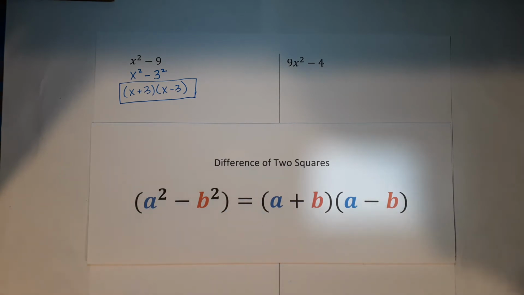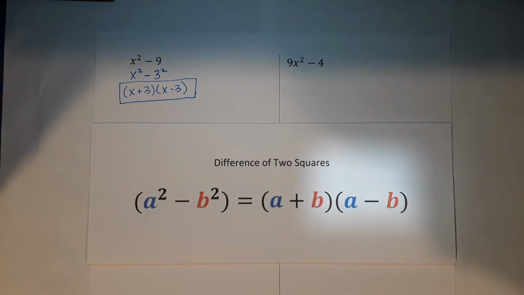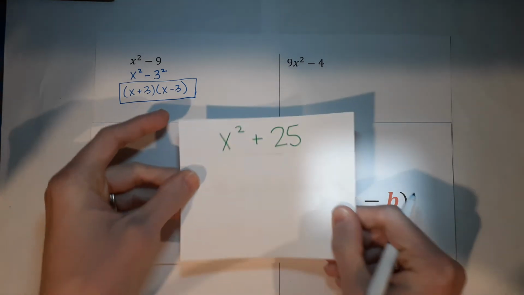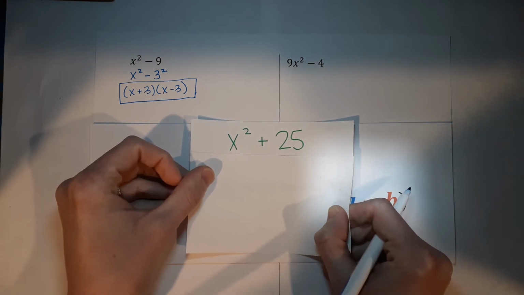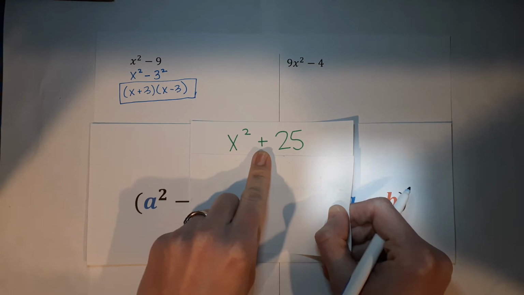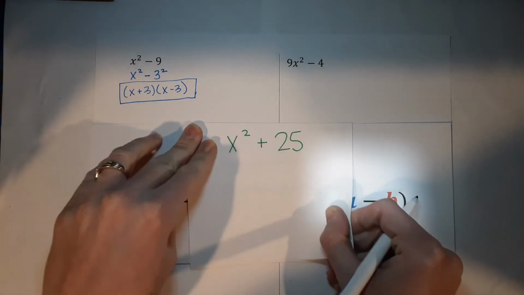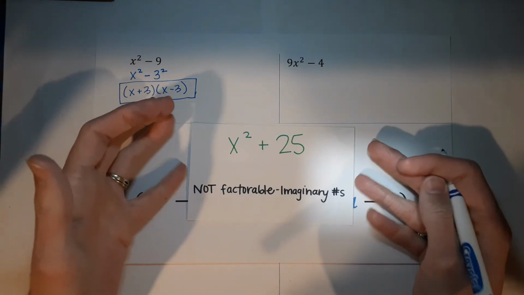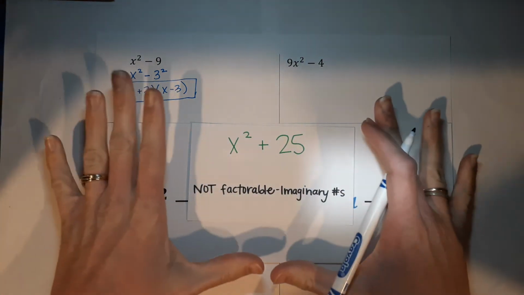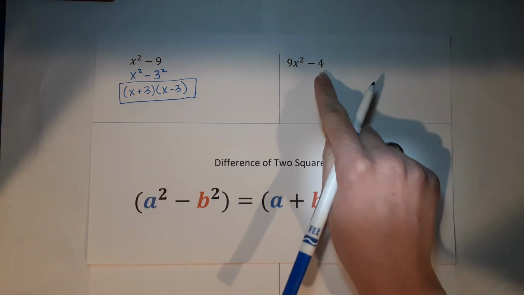Really quick thing to mention: this is called the difference of two squares for a reason. If you have something that looks like this, you might be like, oh, sweet, x minus 5, x plus 5. Not quite, because this is a plus. If it was a minus, you're awesome. With a plus, this is not factorable until you start learning about imaginary numbers. Right now, you probably haven't learned about those yet, so this is not factorable. The difference of squares does not apply to it. But if they're being subtracted, you're golden.